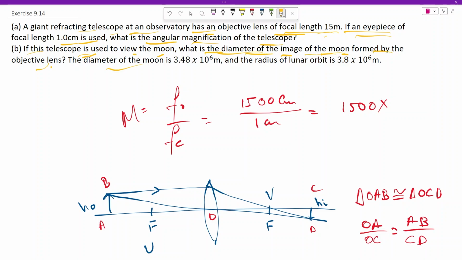The diameter of the moon is 3.48 into 10 to the power 6 meter, and the radius of the lunar orbit is 3.8 into 10 to the power 6 meters.